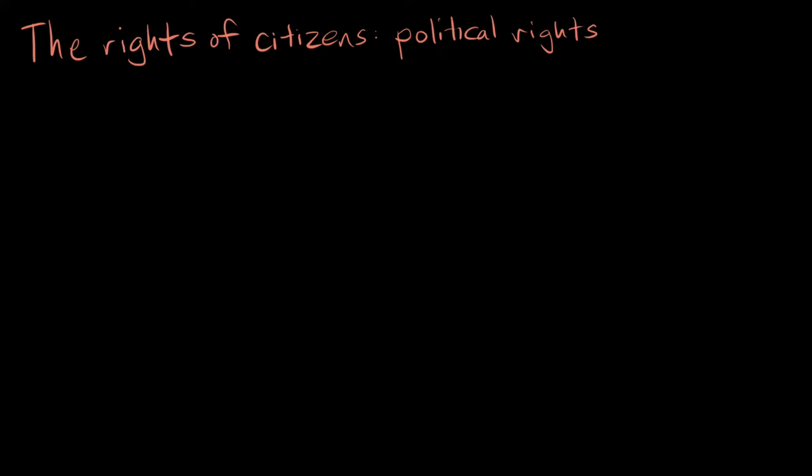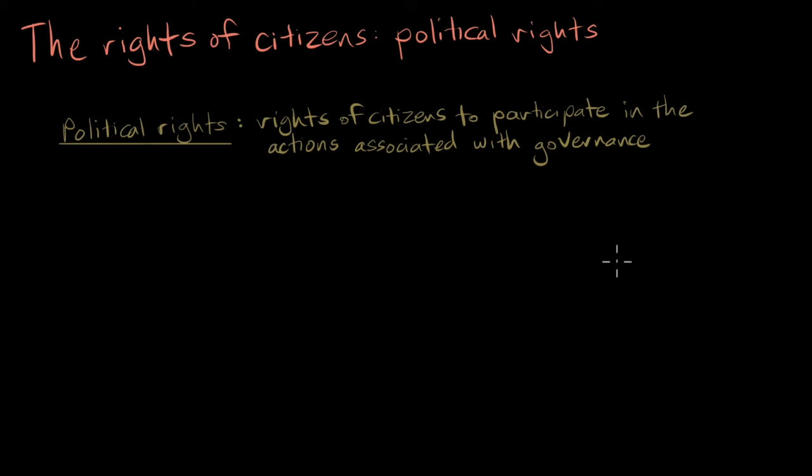In the last video, we discussed personal rights, all the rights that citizens of the United States have to control their own bodies and minds. In this video, we're going to talk about political rights, which are the rights of citizens to participate in the actions associated with governance. So what are some of these rights?